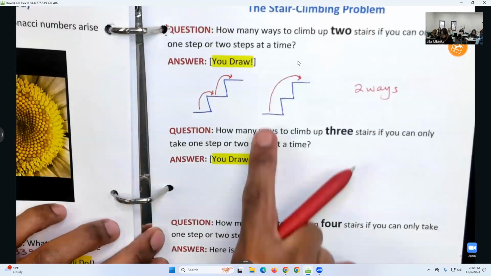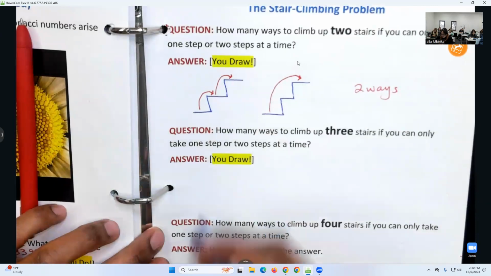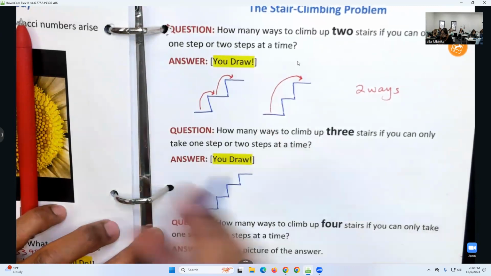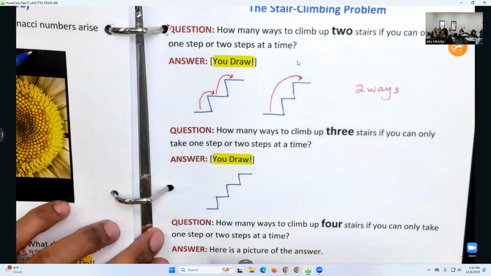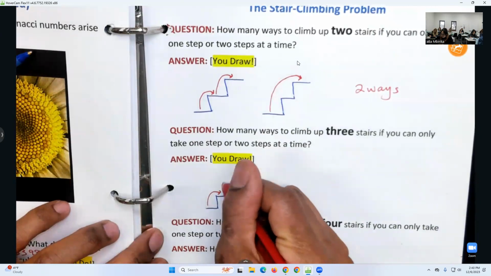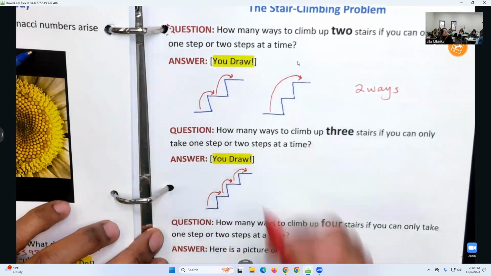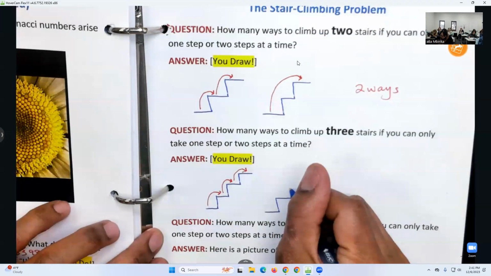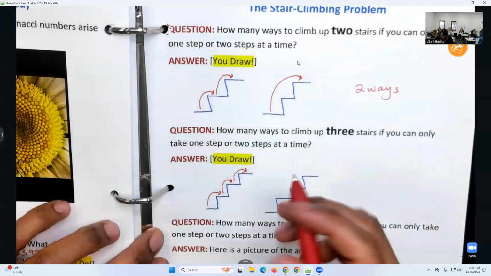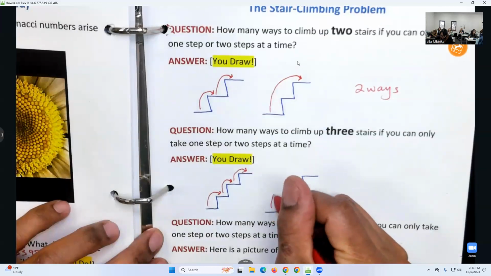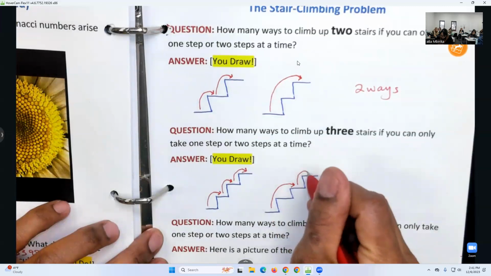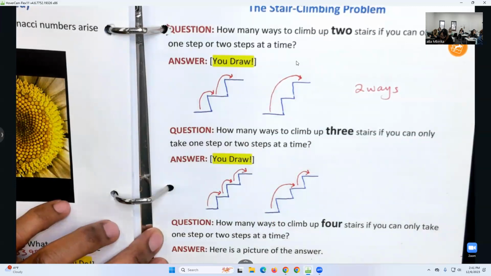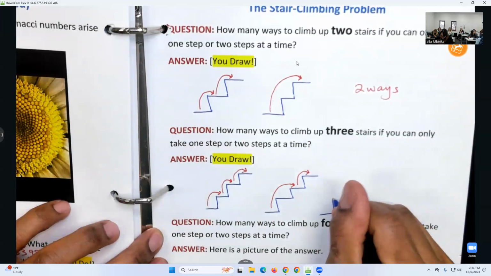What about 3 steps? Let's add 1 to this in a new picture. With 3 steps, one way is to take single steps the whole time. That's one way. So we can draw another one of 3 steps. Another way is to take 1 giant leap first, a 2-step jump, and then a single step. Now, we can't do 3 steps at a time. We're taking only 1 step and 2 steps. So that's another way.